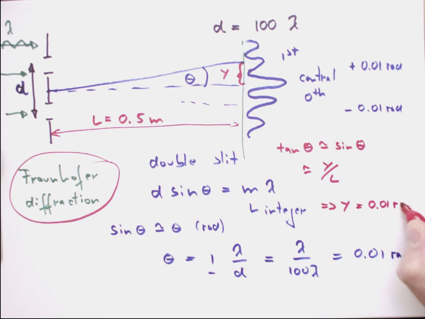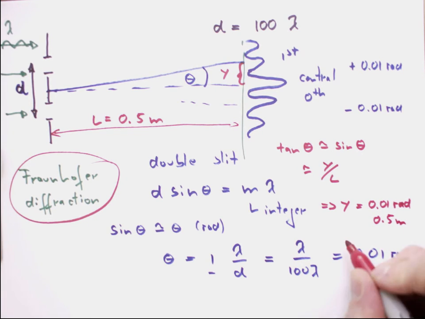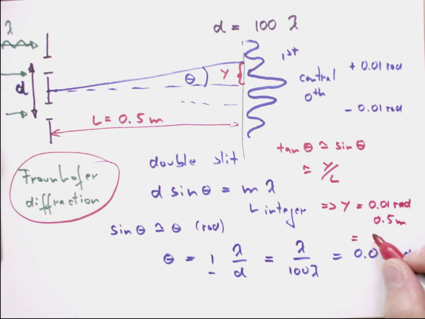0.01 rad times 0.5 meters, which turns out to be equal to 5 millimeters. So the second part of the problem has a solution of 5 millimeters, and the first part of the problem has the solution 0.01 radians.